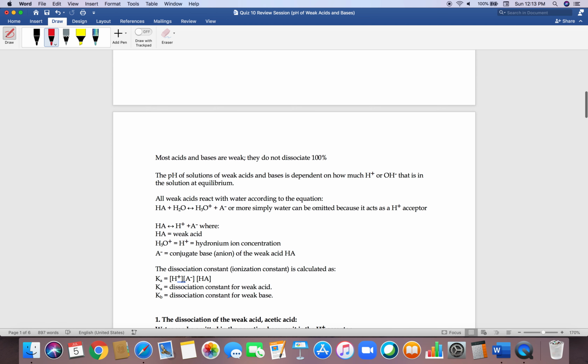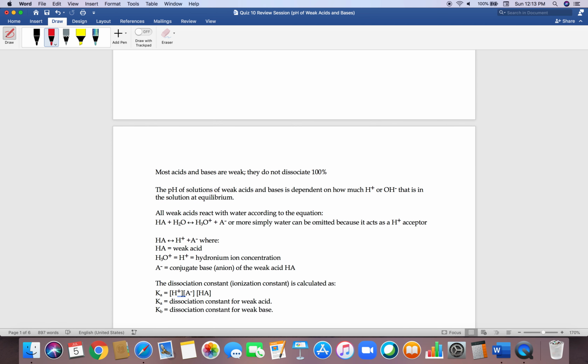Here we're going to talk about the acid and base dissociation constant. So most acids and bases are weak, so they don't dissociate 100%. We can represent the dissociation of a weak acid by HA, the H being the proton, the hydrogen ion, and the A being the anion of the acid, plus water, and we get the hydronium ion or the hydrogen ion. They're interchangeable, and the acid anion. However, when writing the dissociation of a weak acid, we don't need to include water because it's the proton acceptor.